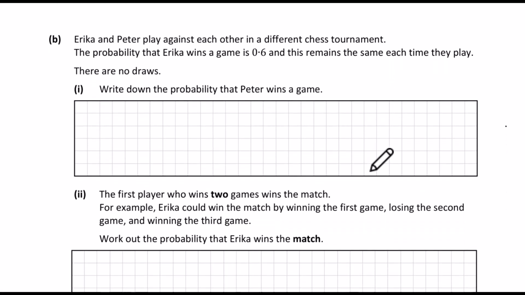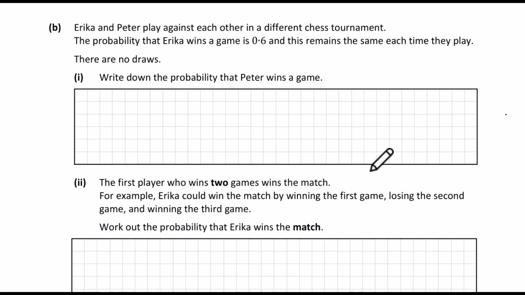Okay, next one, part B. Let's see. Erica and Peter play against each other in a different chess tournament. The probability that Erica wins a game is 0.6, and this remains the same for each time that they play. There are no draws. Write down the probability that Peter wins a game. So the probability that Peter wins is just going to be 1 minus 0.6, or just 0.4.